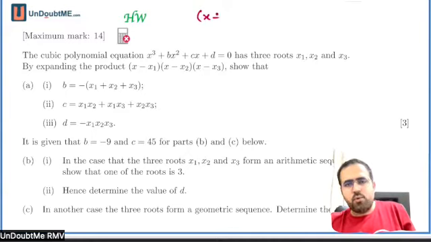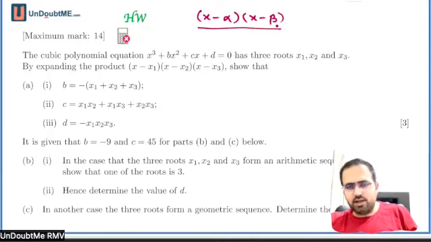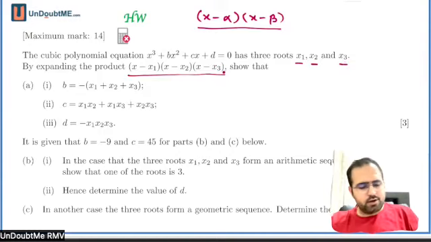A quadratic polynomial having roots alpha and beta is written like this: x minus alpha, x minus beta is equal to 0. If we are not writing equal to 0, it will be just a polynomial. Similarly, if a polynomial is cubic, with x1, x2, x3 as the roots, it can be written like this. Now show that the value of b is this, c is this, and d is this.